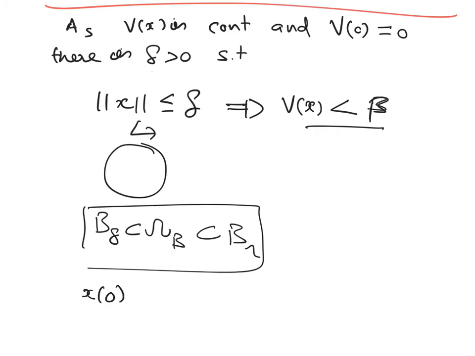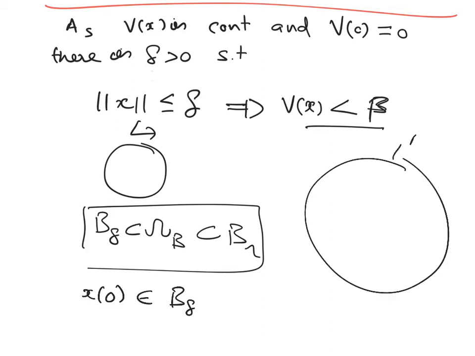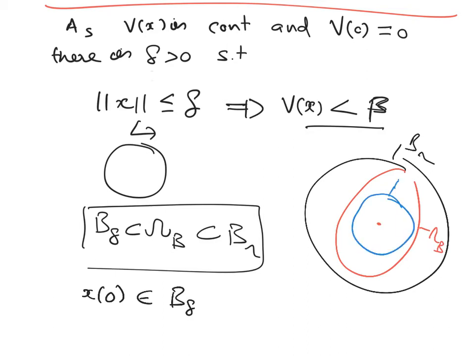So if x of 0 is in b delta, that means I am in the innermost circle. I can redraw that picture. This is br, this is omega beta, and this is b delta. So if x of 0 is somewhere here in b delta, and we know that within omega beta this is negative semi-definite, this trajectory will do whatever it does, but it will never leave the red one, right?